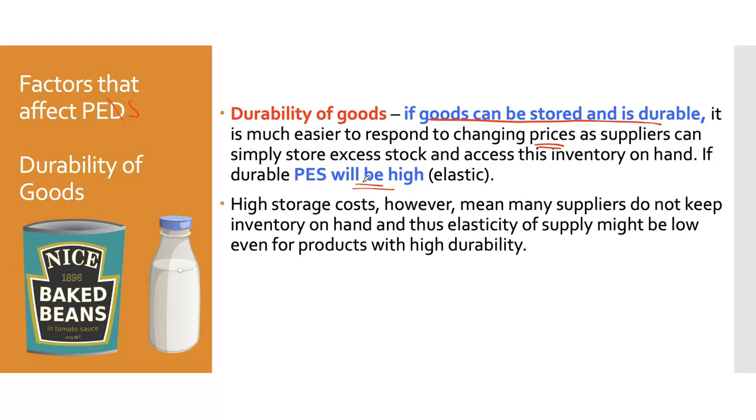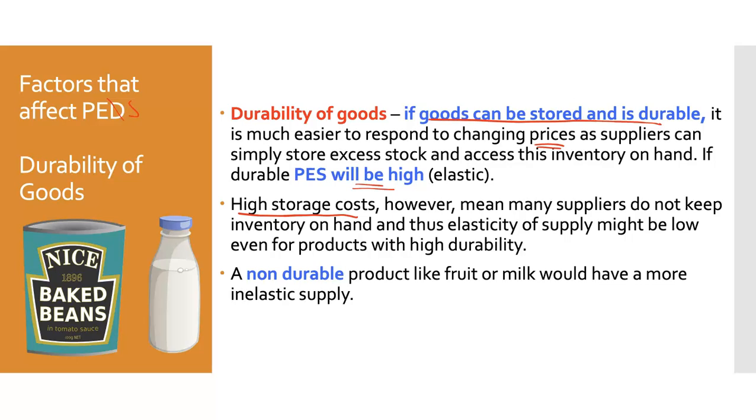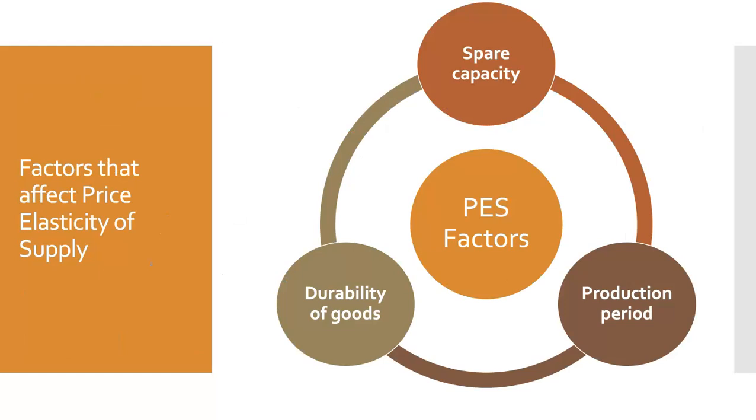This isn't always a good idea though, even for durable goods, because having lots of excess inventory has lots of costs, which will influence the ability for a business to make profit. Non-durable products like fruit or milk, which only have a short shelf life, will often have a more inelastic supply because you can't just keep and store excess stock waiting for a price to increase. And guys, I hope that has helped you with your factors that affect price elasticity of supply: spare capacity, production period, and the durability of goods.